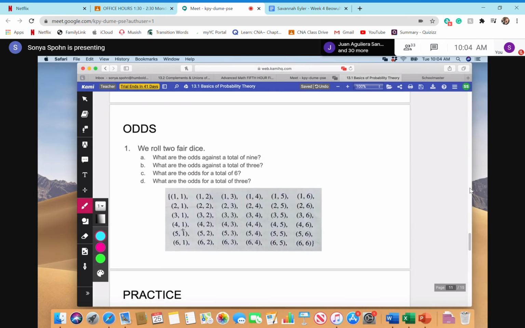So here I put the sample space for our dice. So this is saying we rolled 2 fair dice. So that's just saying, okay, we're rolling dice, 2 of them. These are the possible things we could get. So I put the sample space already in here for you. That's what this picture is for. We're just going to use this to help us answer these questions.